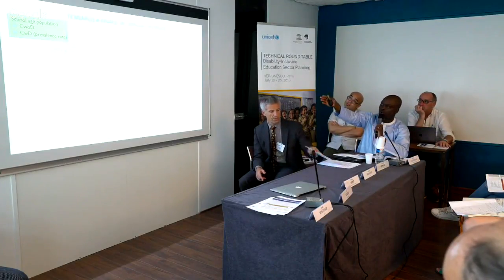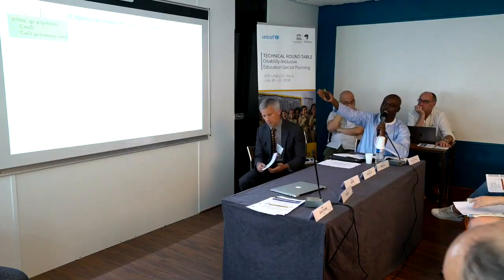How does it work? We have the school age population. And then from the school age population, we know who are the children with disabilities and who are not children with disabilities, basing, for example, on the prevalence rate and on the type of disability, we can have some estimation.